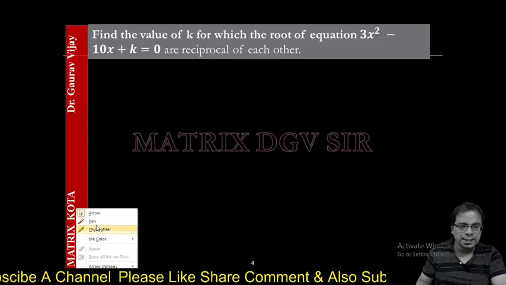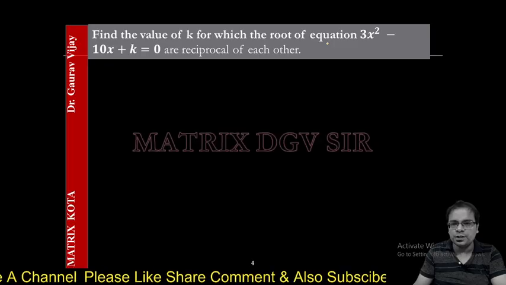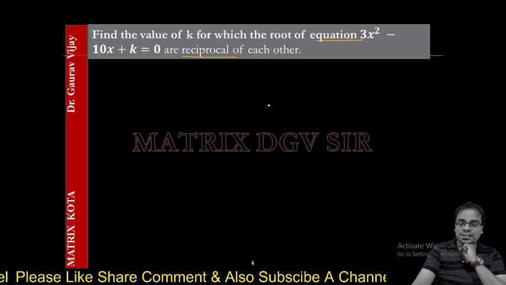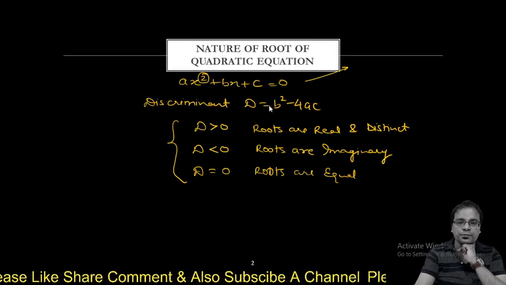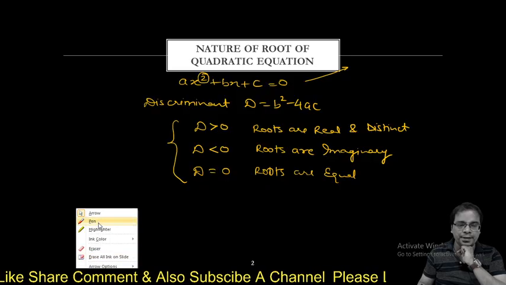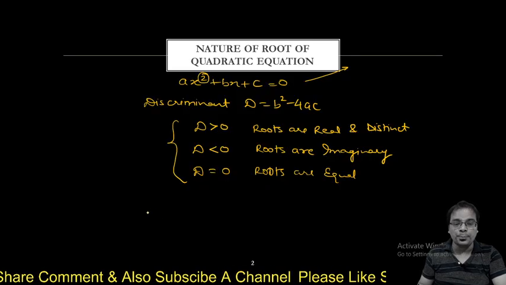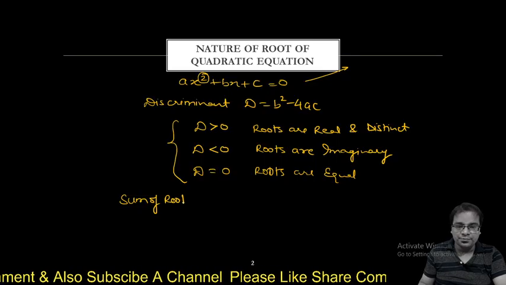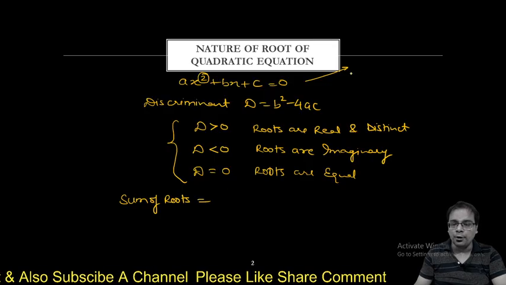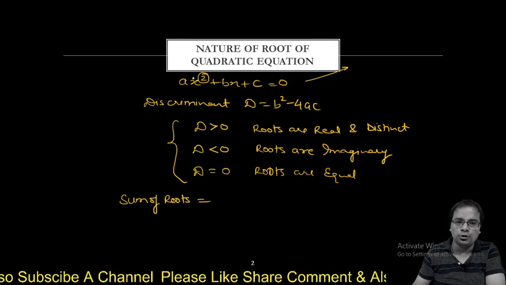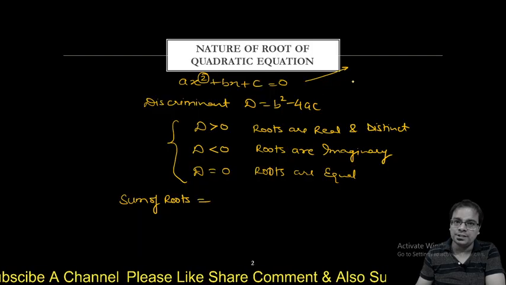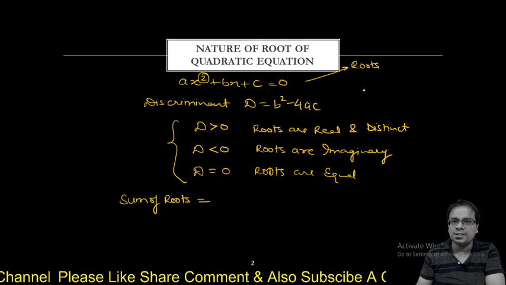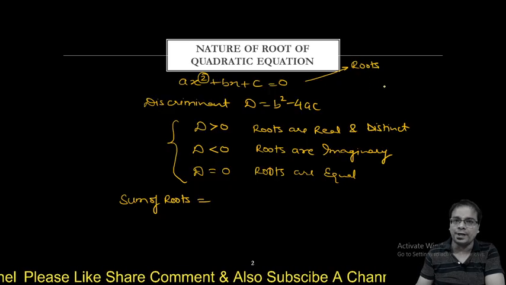Now the question says, find the value of k for which the roots of the equation are reciprocal to one another. One thing I just discussed to you is the nature of the roots of the equation. Also we have to find the sum of the roots and the product of the roots. How can we find the sum of roots? As we discussed polynomials in chapter number 2, where a quadratic polynomial is there, we find the zeros of the quadratic polynomial. Here we are discussing the roots of quadratic equations.